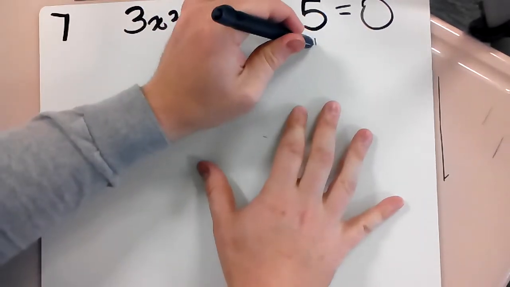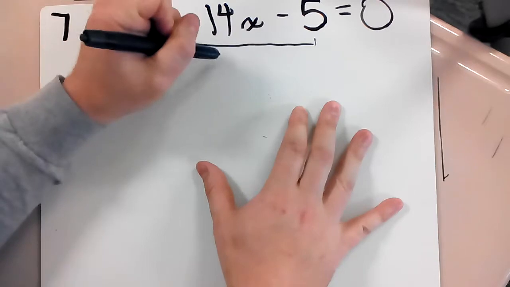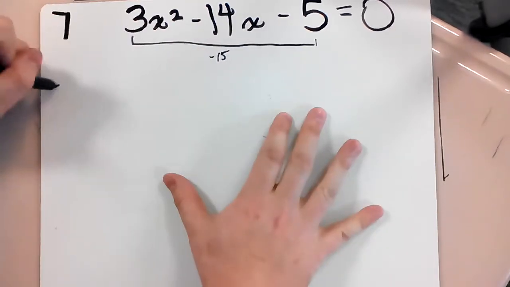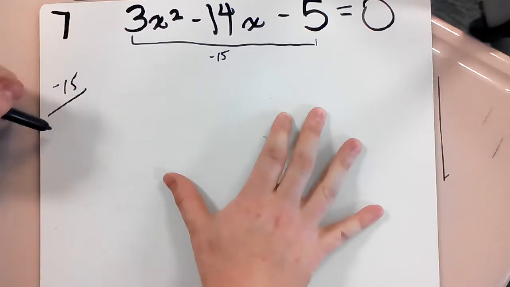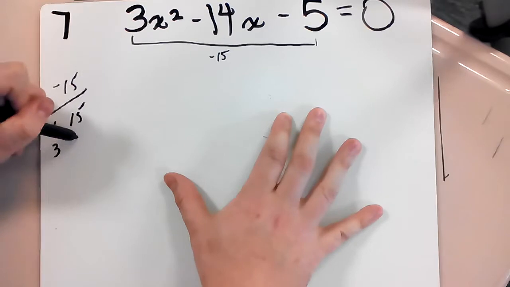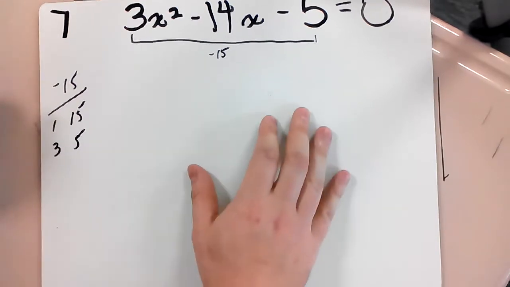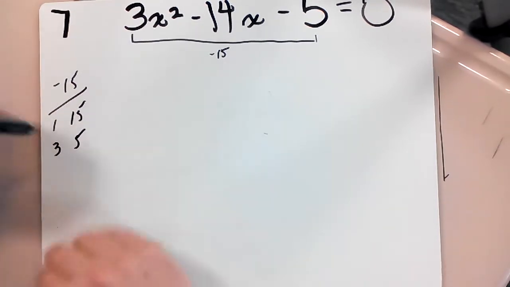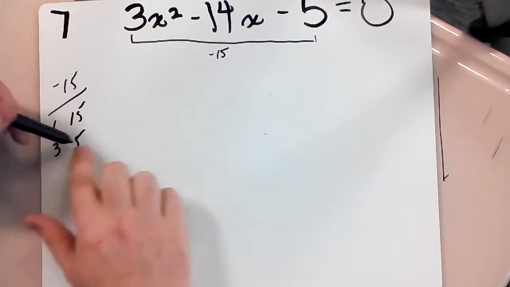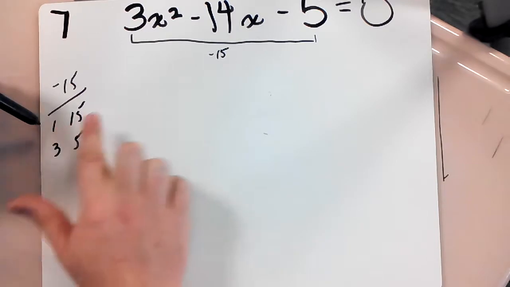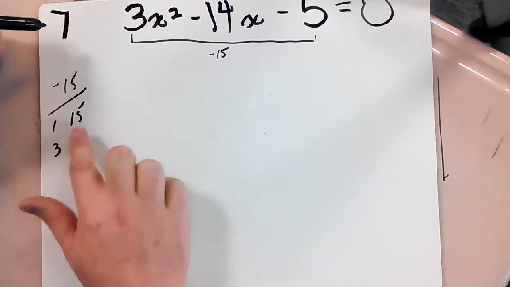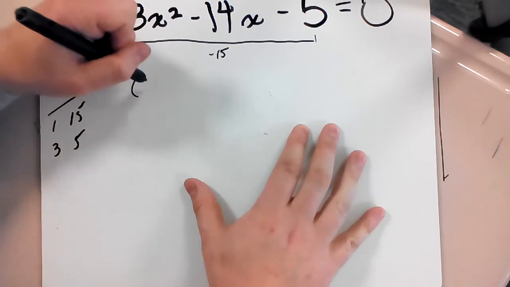I'm going to multiply these two and get negative 15. Then I have to figure out what multiplies to negative 15 and adds to negative 14. Well, I have 1 and 15, and 3 and 5. Those are the only factors of 15. 3 and 5 will never add up to negative 14, but 1 and 15 will: positive 1 and negative 15. So I'm going to do that.